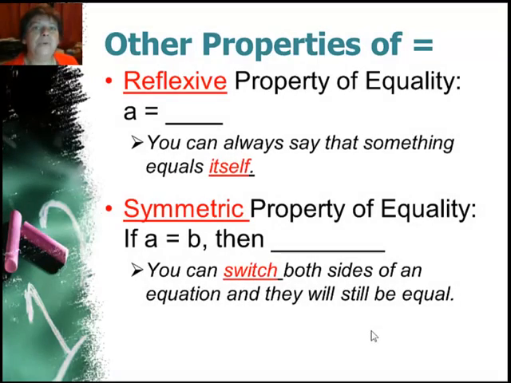Okay. So there's still some other properties. One of the really interesting ones is called the reflexive property of equality. And that is like you can say A equals A. Now you're probably going, why in the world would you want to do that? And believe it or not, when we're doing some of our proofs with triangle properties later and looking at sides, we're going to use the reflexive property quite a bit because we'll have to say something is congruent to itself. The symmetric property says, well, if A equals B, then B should equal A. You can switch both sides of the equation, and it will still be equal.